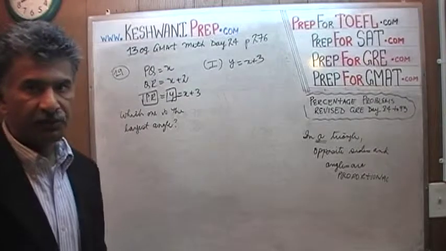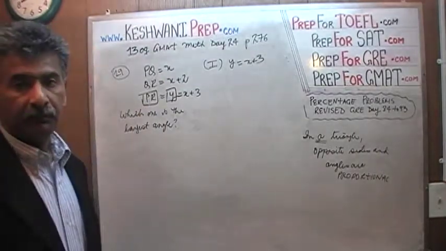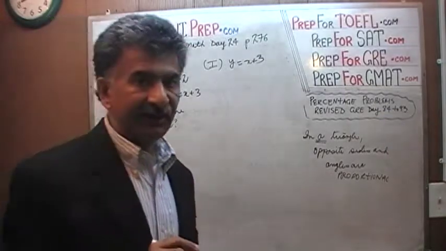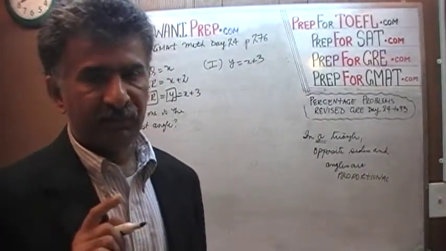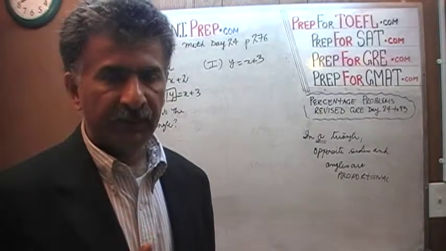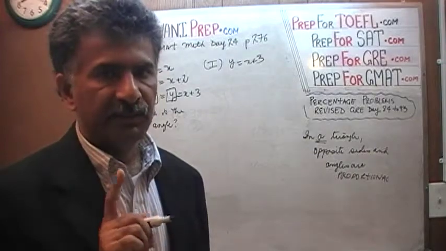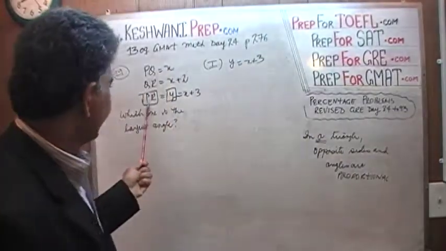And therefore, whichever angle faces the side PR is the largest angle. We don't have to figure out which angle exactly it is. That's not the point of the problem here. These are called data sufficiency questions. Nobody is asking us to actually name the largest angle in this triangle. We simply have to realize that it is possible to figure out which one is the largest angle. The largest angle in this particular triangle is going to be the angle facing PR.